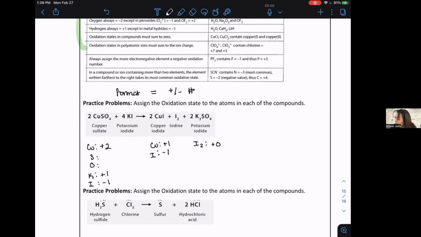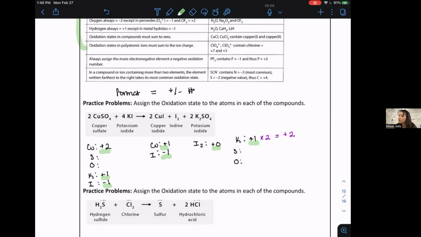Okay, so K2SO4. I know that every K has a 1+ charge, so it becomes a +1 oxidation state. But there's 2 of them, so the total amount contributed in terms of oxidation state is going to be +2. That's going to matter later. So now that we figured out our monoatomic ions and their oxidation states, which is +2, +1, -1, +1, -1, 0, +1 for each atom of potassium as a product.